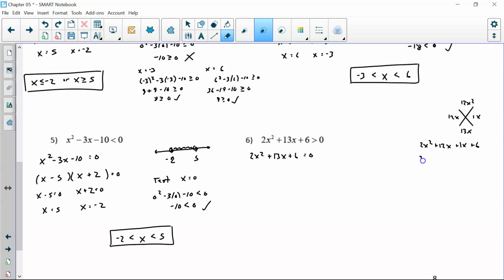Grouping, the common factor is 2x times x plus 6. Common factor is 1 times x plus 6. So that gives us x plus 6 times 2x plus 1. So our factors, x plus 6, 2x plus 1, set each factor equal to 0, x plus 6 equals 0, 2x plus 1 equals 0, get x equals negative 6, x equals negative 1 half.